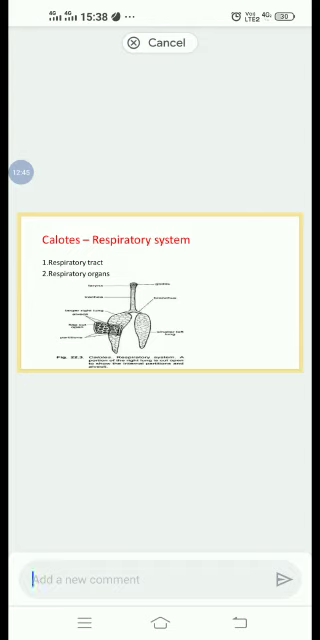Next, expiration. During expiration, the ribs are pulled back to their original position. Consequently, the body cavity is reduced. The lungs are squeezed and the foul air goes out through the passages. This is the respiratory mechanism of Calotes.